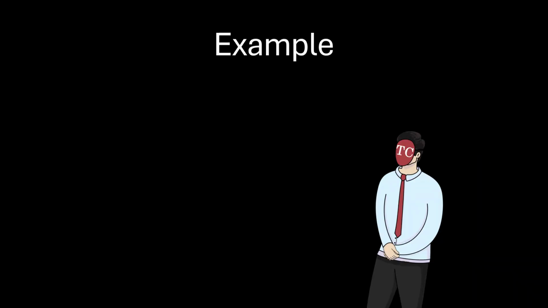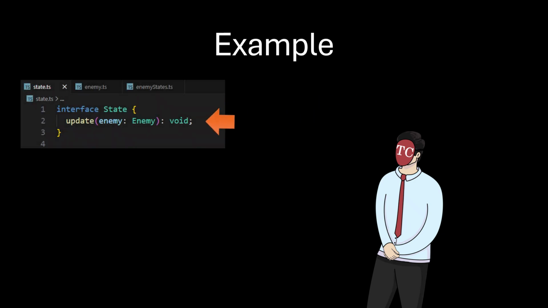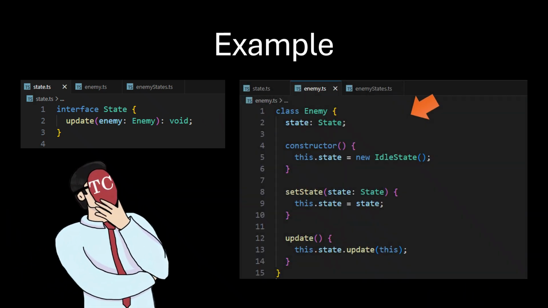To give a better understanding of this design pattern, let's look at a simplified explanation using TypeScript. Here is an interface State with only an update enemy method. This is an enemy which has a current state and methods for setting the state and calling update for the state every frame.